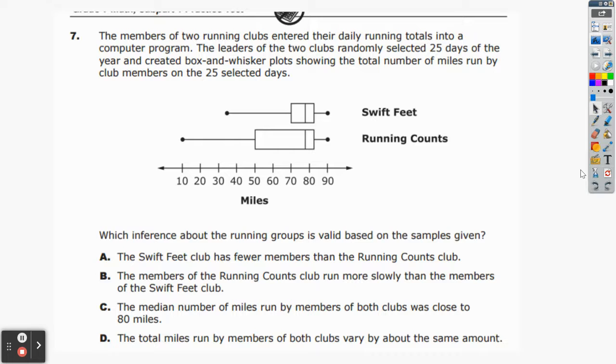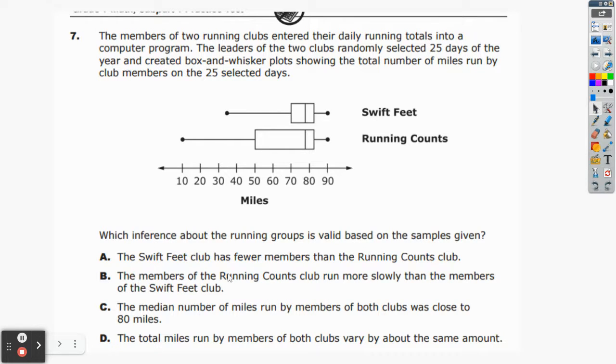Okay? So A, the Swift Feet Club has fewer members than the Running Counts Club. Well, okay, up there at the top, does it tell you anything about how many members? Do you see anything about how many members? They don't even talk about it. They're saying pick 25 people. Could be only 25 that you know. So it can't be A. A goes in the garbage.